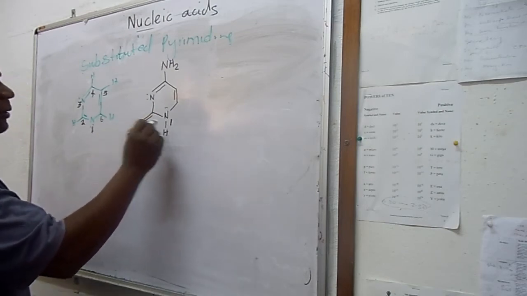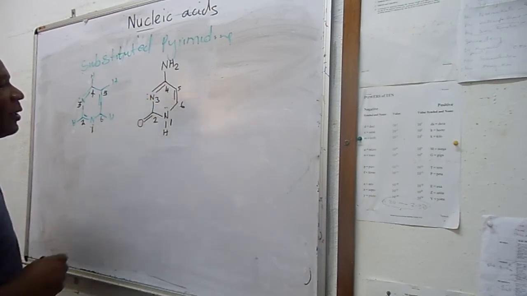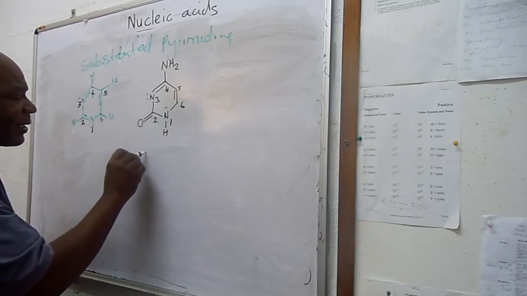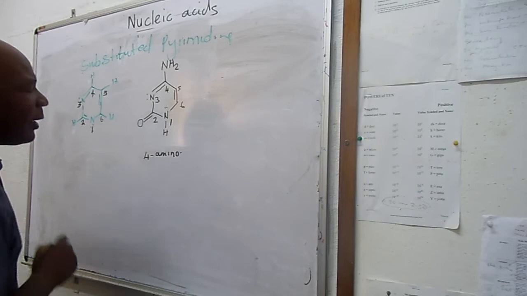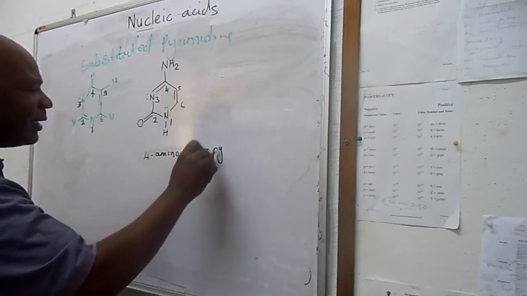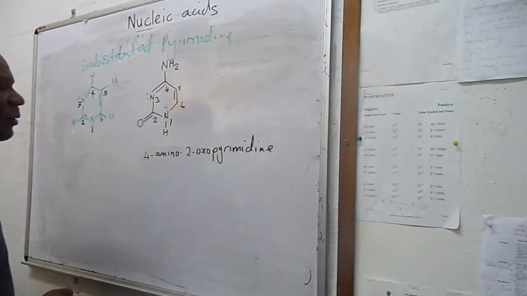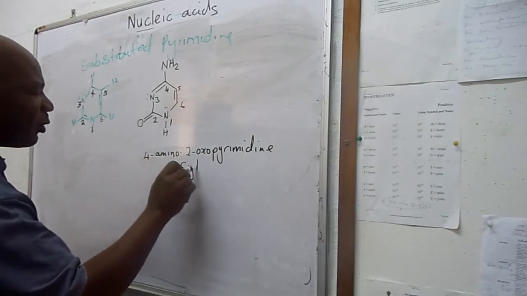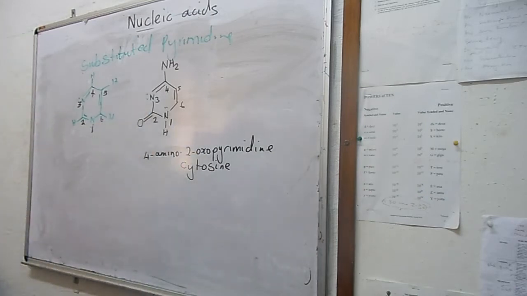So we said in terms of naming, remember, this is position number 1, position 2, 3, 4, 5, and 6. So at position number 4, we have an amino group. At position number 2, we have an oxo group, pyrimidine. The common name of this one is cytosine. That's one example of a substituted pyrimidine.